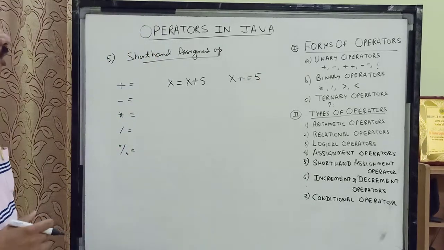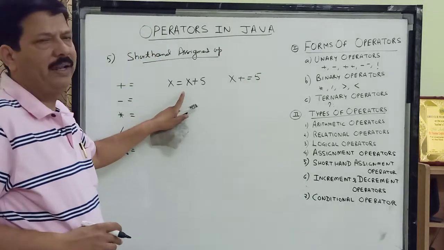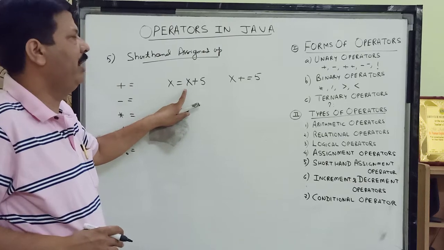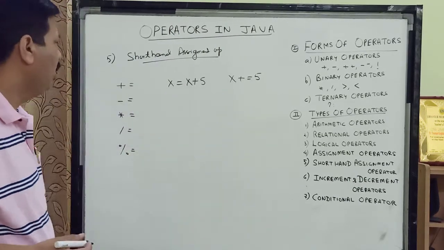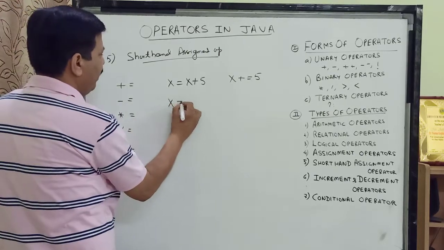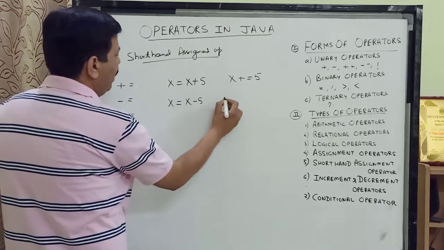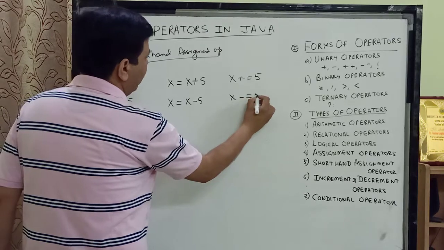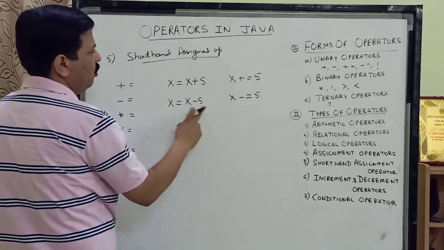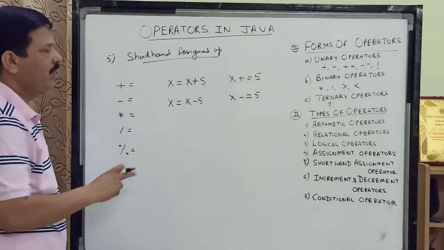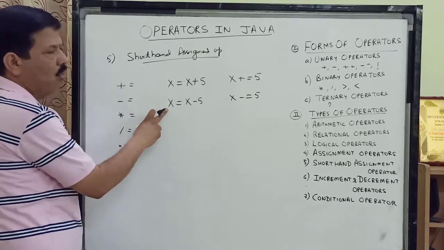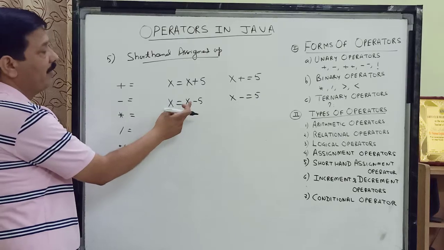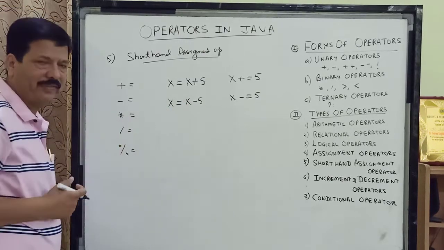So children, Java shorthand means that instead of writing an expression in the long way, with the help of Java shorthand the expression becomes a little shorter. In the same way children, if it is x is equal to x minus 5, we can write it as x minus equals 5. Both these expressions are going to do the same task. It is going to subtract 5 from x, and whatever value comes will be stored in x. So it is doing two tasks, an arithmetic task as well as an assignment task.